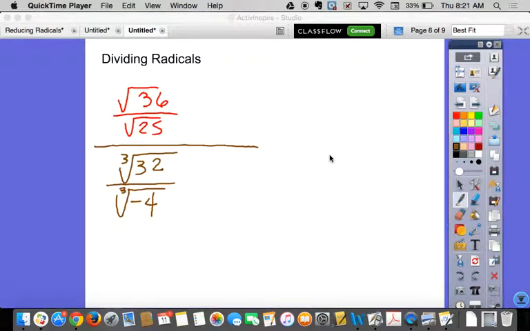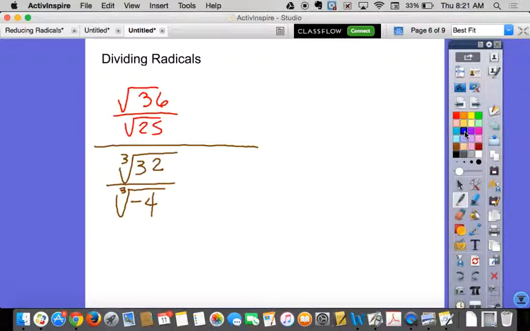Let's take a few minutes and look at dividing radicals. There's some little quirks and bumps along the way. Once you figure those out, it's not going to be a big deal. It's going to start out very, very small and pretty easy.